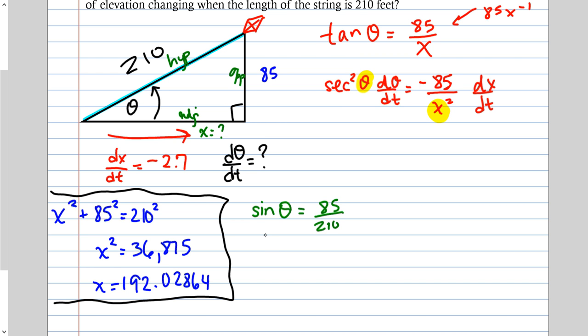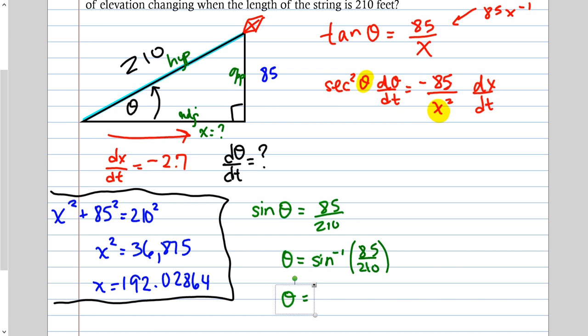Okay, so going back to geometry, if I want the angle itself, the angle is going to equal the inverse sine of 85 over 210, which again requires a calculator, and you can't and shouldn't be able to do this without one.